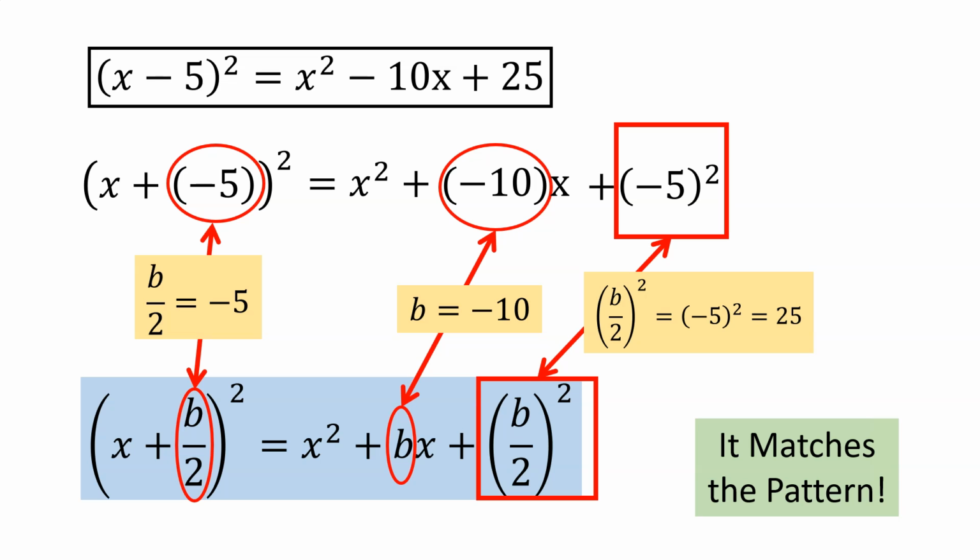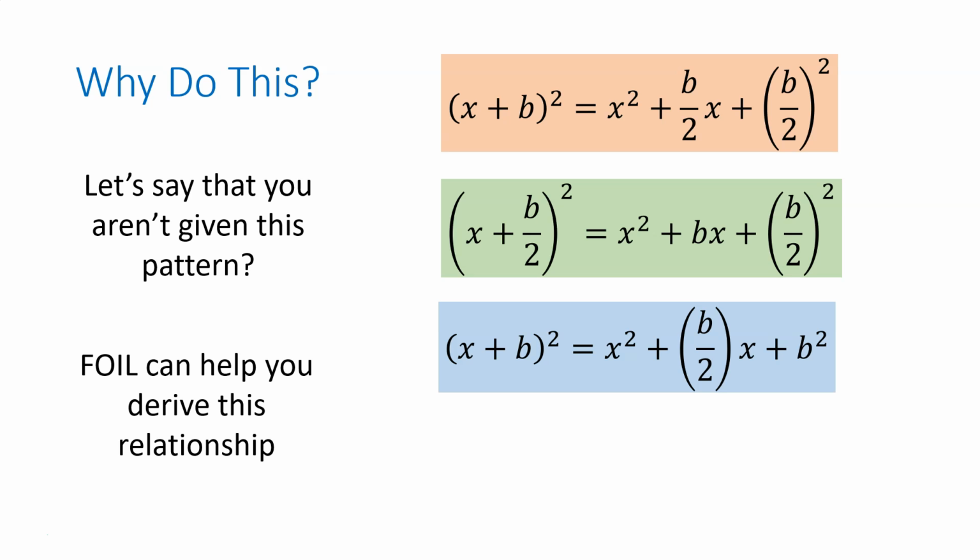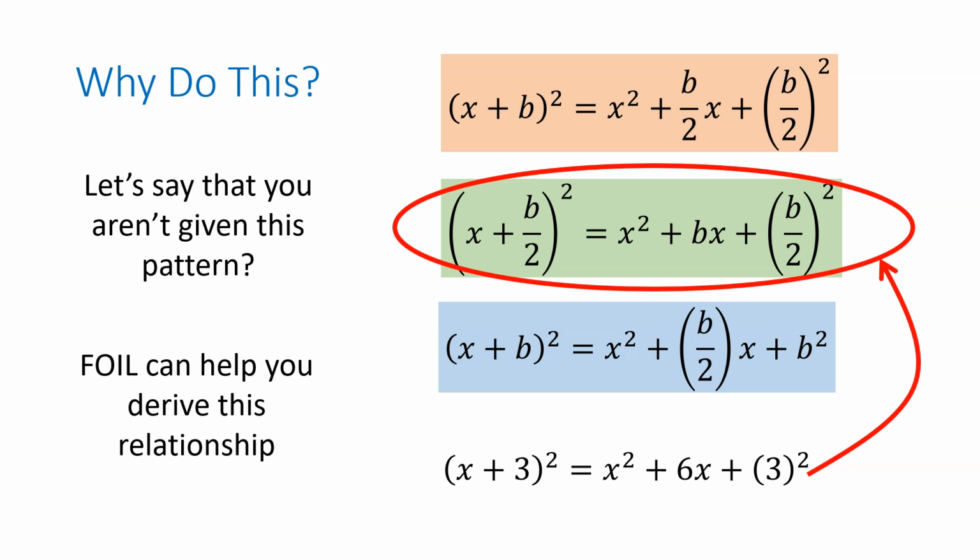Although we didn't derive this pattern, maybe you could see how a mathematician performing FOIL on many different combinations of numbers could have come up with this pattern by induction. Let's say that you aren't given this pattern, for example. Let's say that your instructor does not give this equation to you during an exam. Understanding FOIL can help you remember or even derive this relationship. What if you are in the situation where you can't quite remember which term should be b and which term should be b over 2. By performing FOIL on an example, you can identify which of these possibilities is correct.